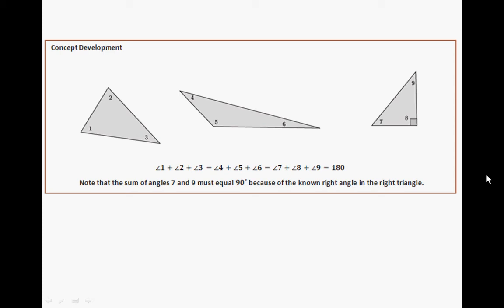So note that the sum of angles 7 and 9 must equal 90 degrees right here for this right triangle, because we know angle 8 is a 90-degree angle.